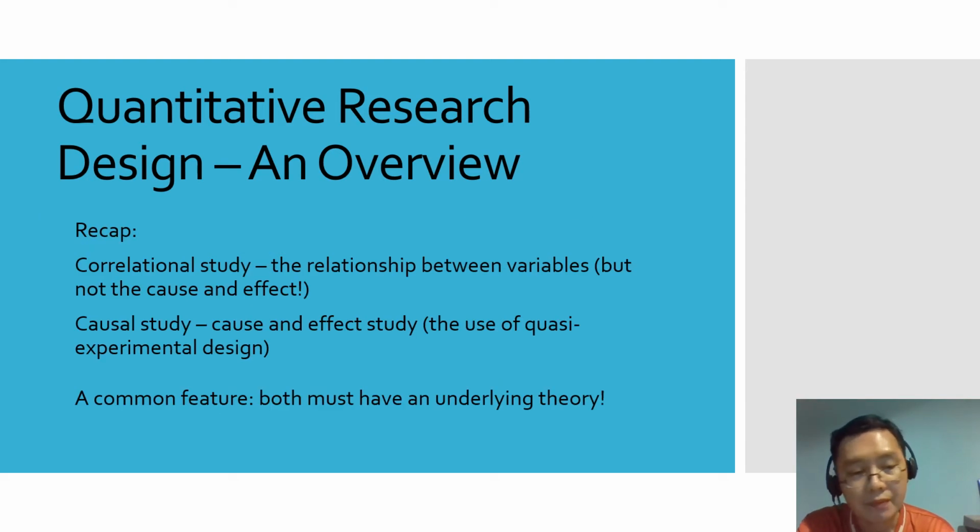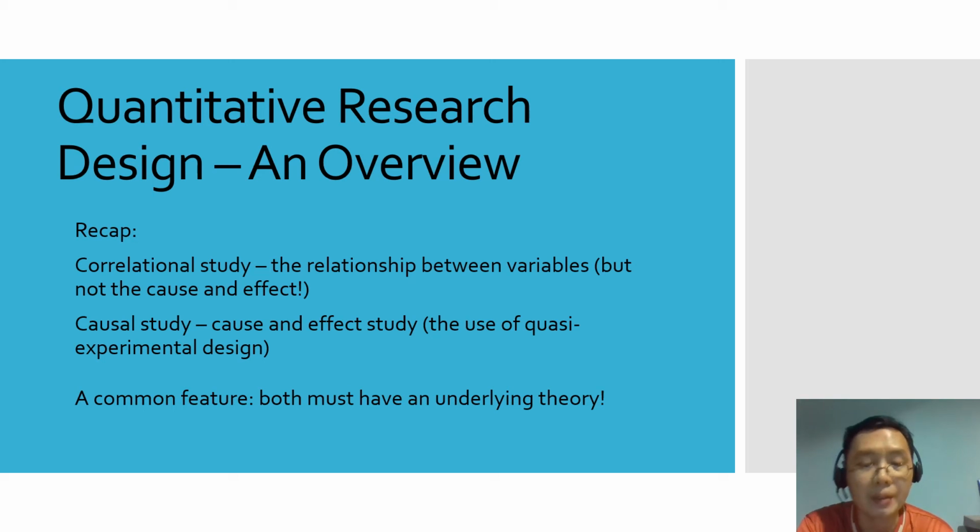So to recap, correlational study examines the relationship between variables, whether there is a relationship between variable A or variable B. However, correlational study does not tell us the causality, meaning to say which variable affects the other variables. We cannot confirm unless you carry out a causal study. In social sciences, like educational research, often this involves the use of quasi-experimental design.